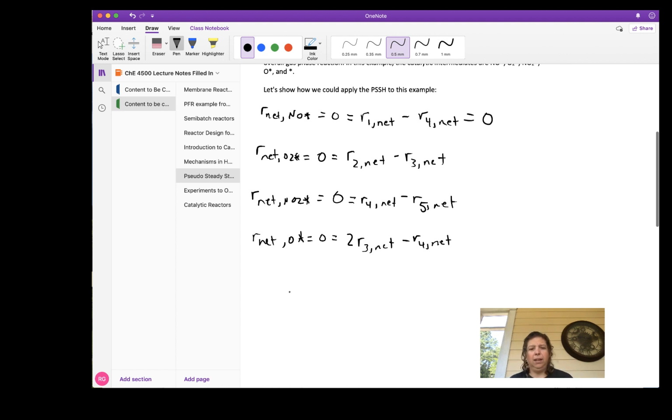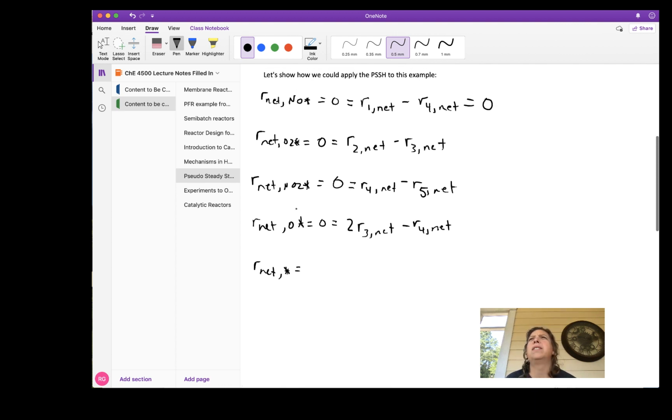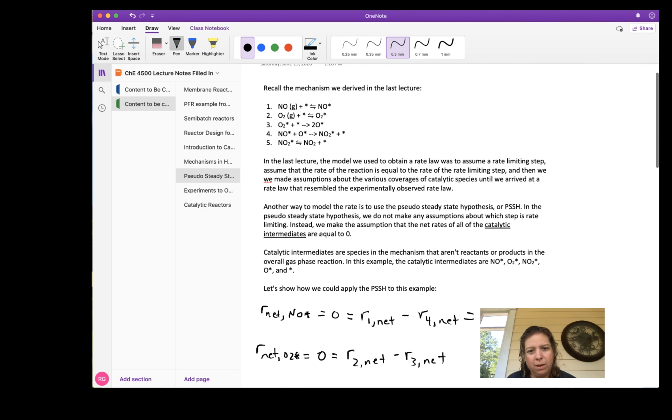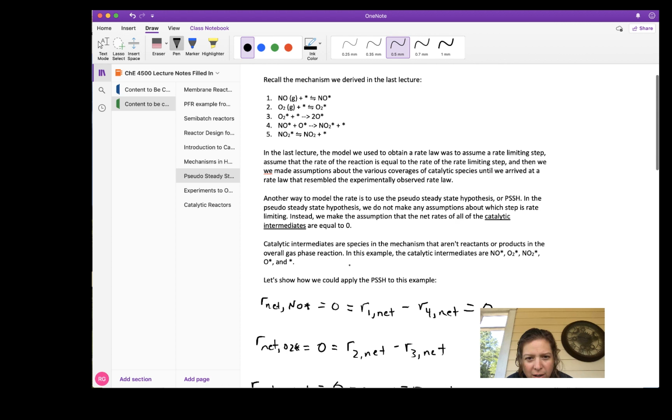And then we could do the same thing for the free sites. This is actually a restatement of everything that we've just written because the sites balance. If all of the net rates of formation of everything else are equal to 0, then that means the net rate of formation of free sites is also equal to 0. So I can write this expression out, but I'm not going to use it when I go to make a solution.